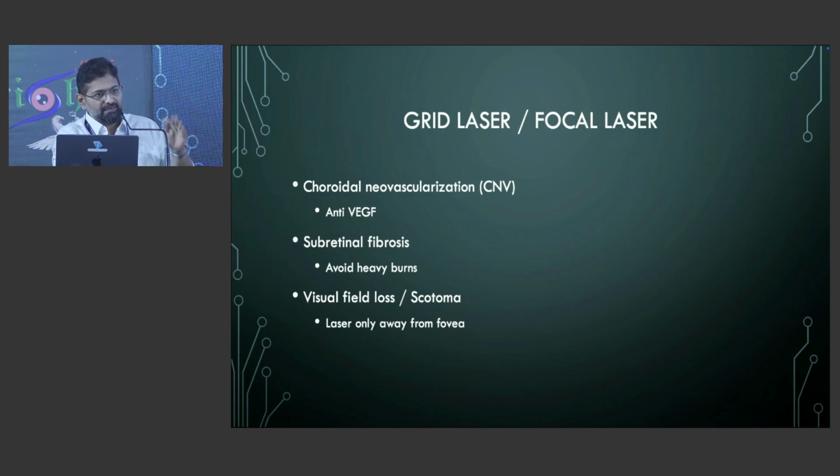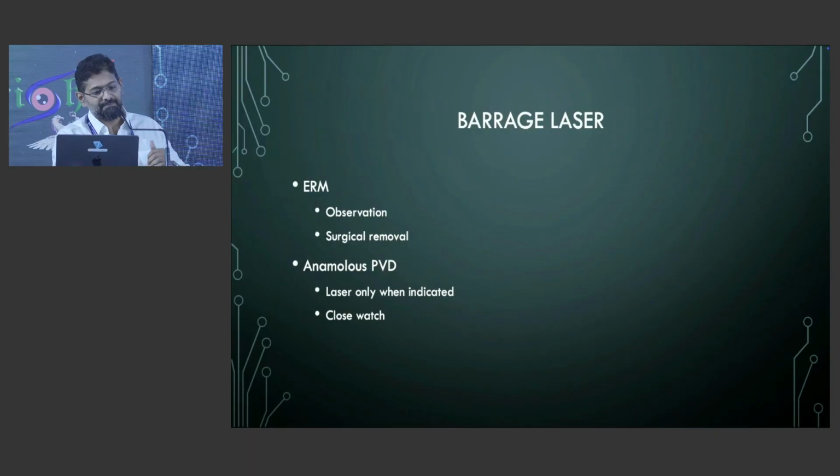But when you do a laser, try to keep the power and burn less, because if you use a larger power, you end up creating a breach in the RPE Bruch's membrane and you're inviting trouble with the CNVM. So if you have a CNVM, you have to treat it with anti-VEGF injections. Sometimes because of heavy burns, you might also develop subretinal fibrosis. And because it is the macular region, such a sensitive area, these patients are definitely going to have some visual field loss or scotomas.